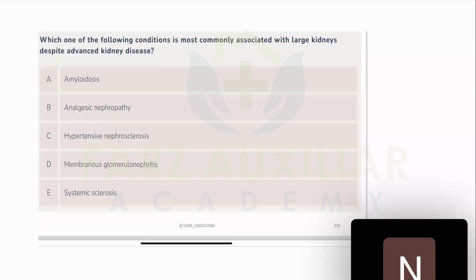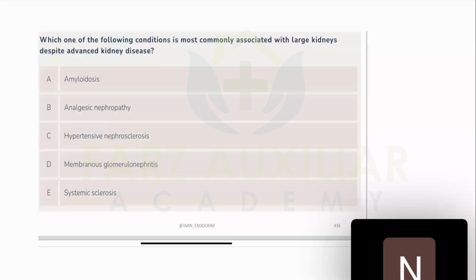The answer, I think, is pretty obvious here. I have not included the answer. I just want to discuss that there are some conditions in which there are large kidneys. One is obviously amyloidosis. The other one is polycystic kidney disease. The third is other cystic diseases of the kidneys.